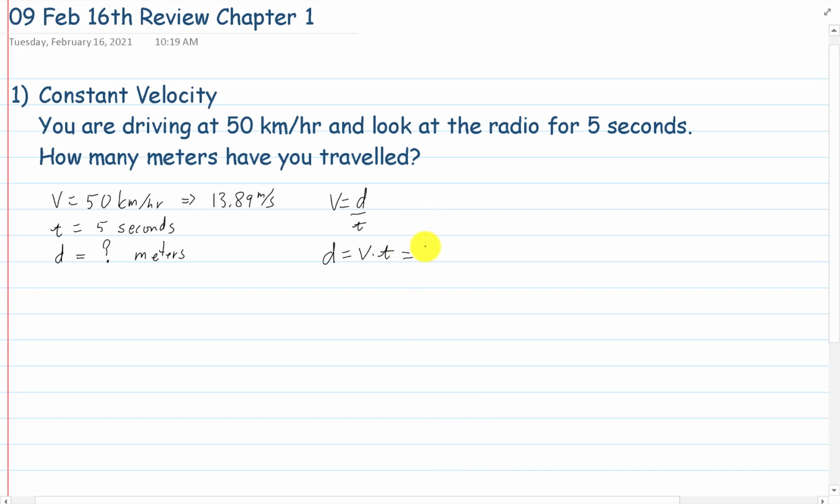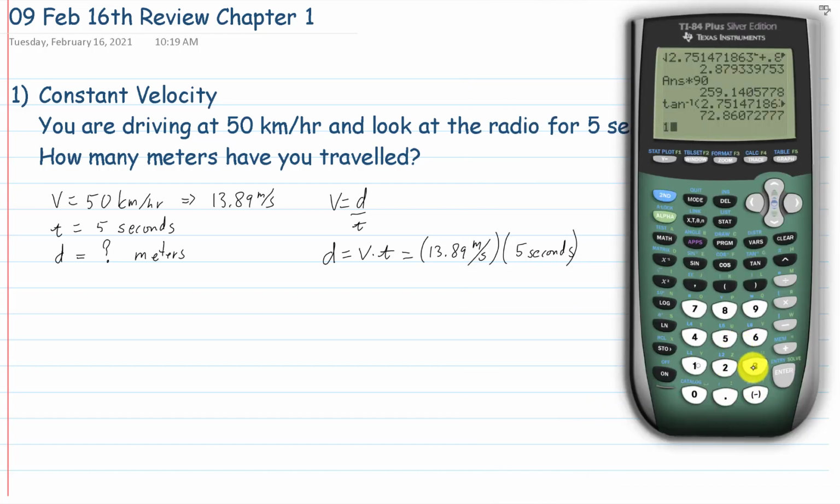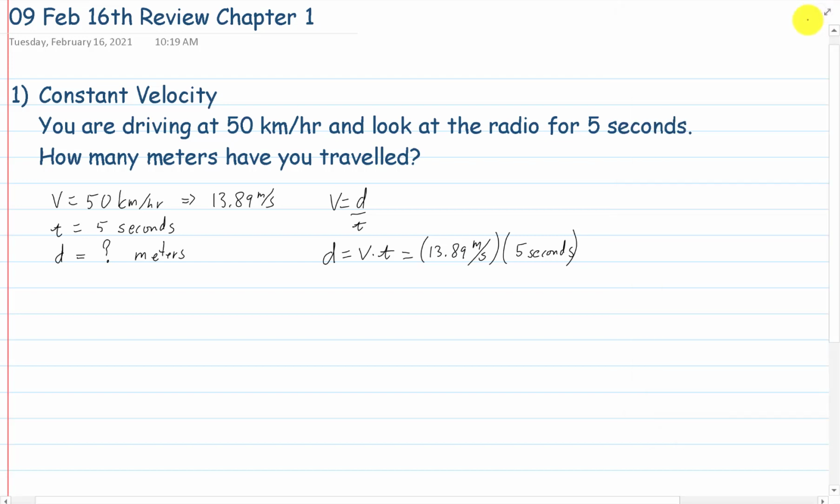And that velocity is 13.89 meters per second, and the time is 5 seconds. Okay, so then we just multiply those two numbers together. It's 13.8888888889 times 5, whatever the calculator said, 69.44.